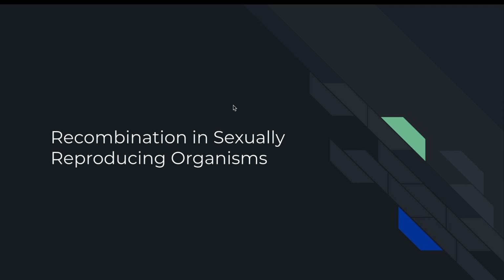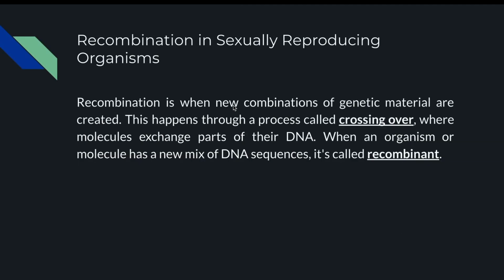So, recombination in sexually reproducing organisms. Recombination is when new combinations of genetic material are created. This happens through a process called crossing over, where molecules exchange parts of their DNA. When an organism or molecule has a new mix of DNA sequences, it's called recombinant.